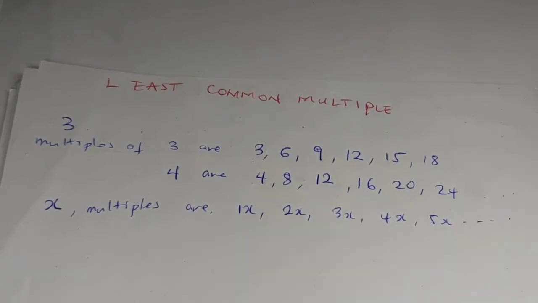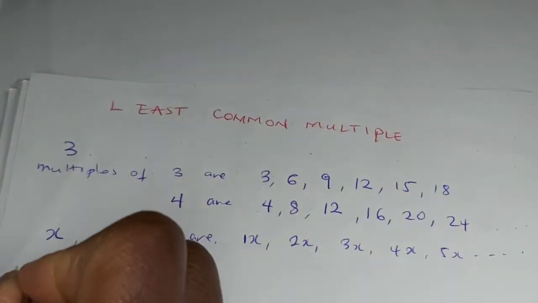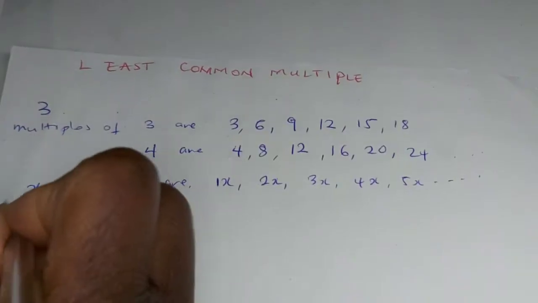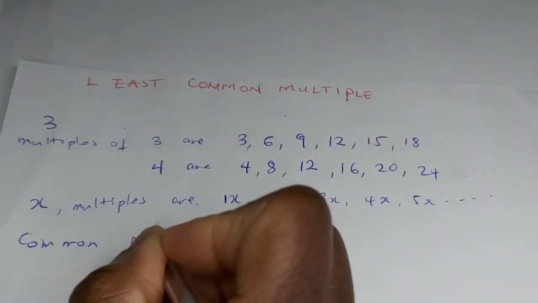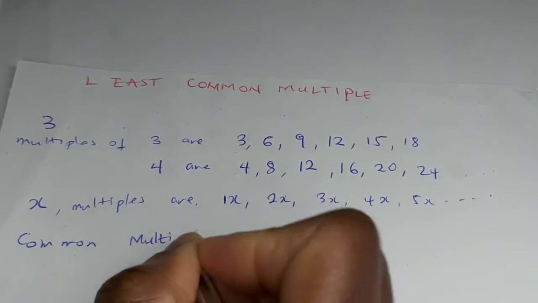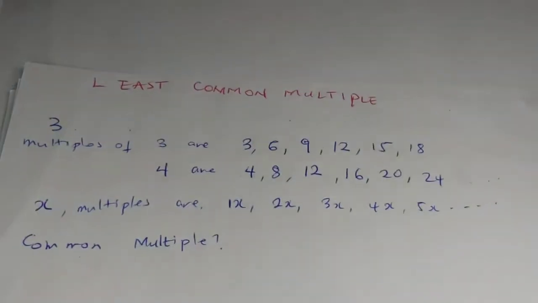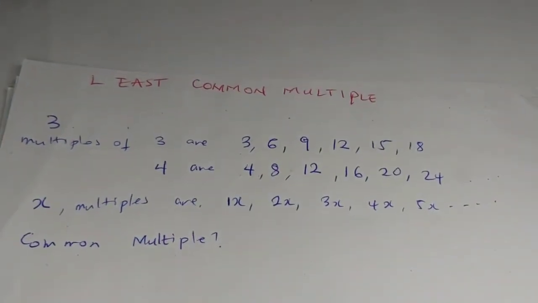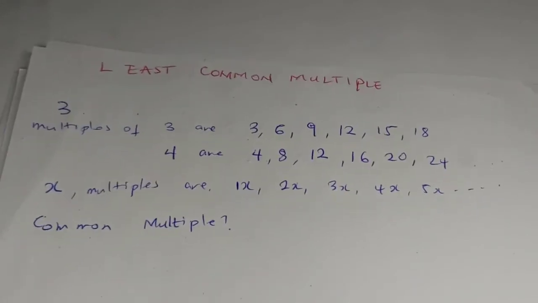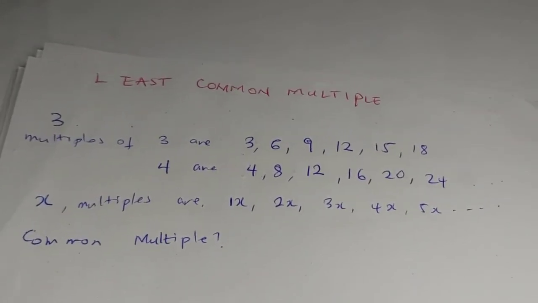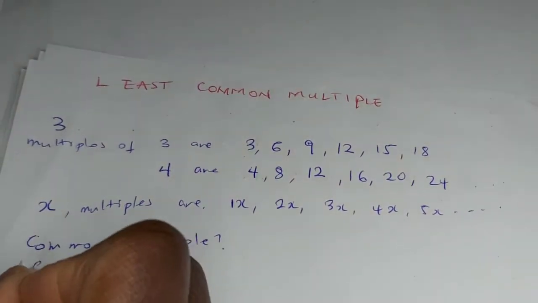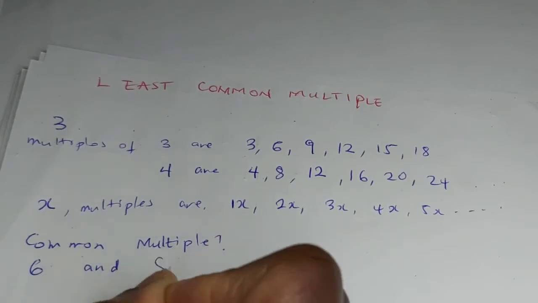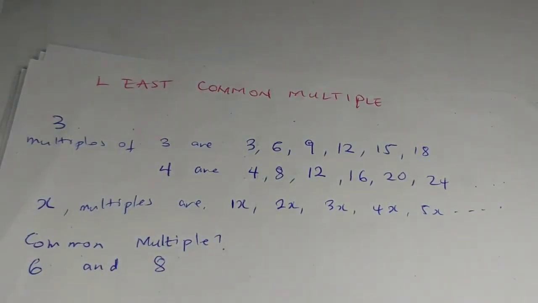Okay, so now what is a common multiple? Let's say we have 2 numbers and we've been asked to find the common multiples of these numbers. Say the numbers are 6 and 8, and you are asked to find the common multiples of 6 and 8.